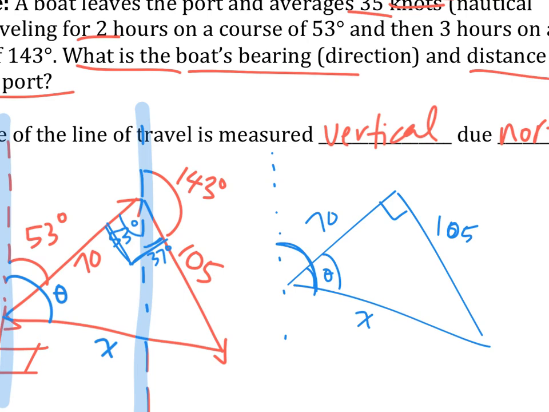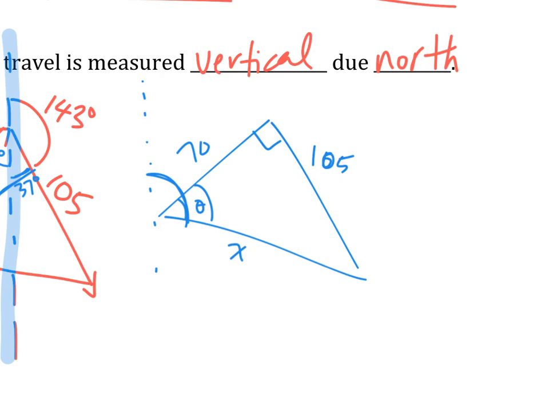I'm going to give you maybe 2 more minutes and then we'll go over the whole thing. Okay, so this is a right triangle, right? That means the Pythagorean theorem should apply. So 70 squared plus 105 squared is x squared. So x is 126.2.